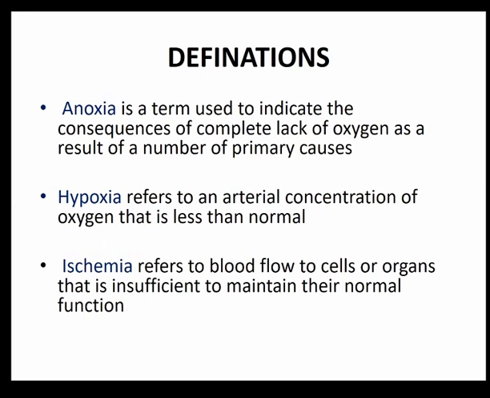It is very important. Anoxia is a term used to indicate the occurrence of the complete loss of oxygen as a result of a number of primary causes. Hypoxia refers to an arterial concentration of oxygen which is less than the normal that causes insult of that system, on that organ. Ischemia refers to the blood flow to the cell or organ that is insufficient to maintain the normal function.